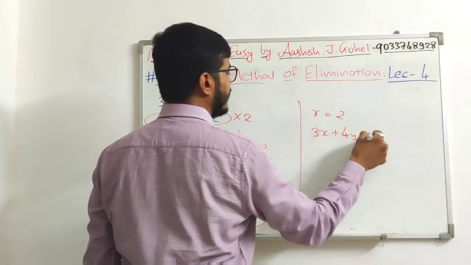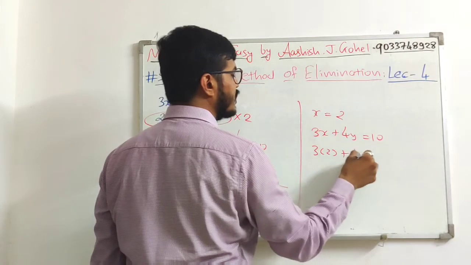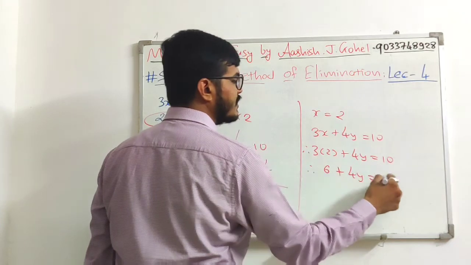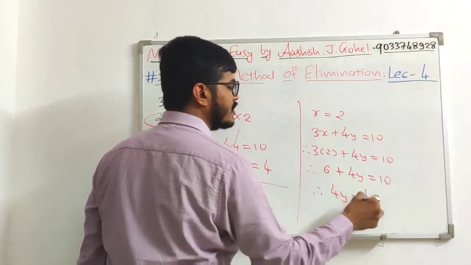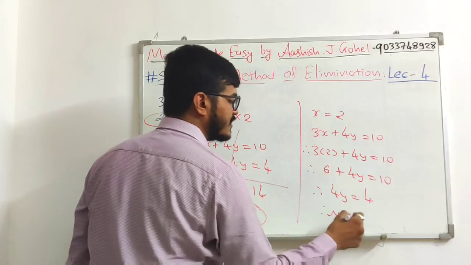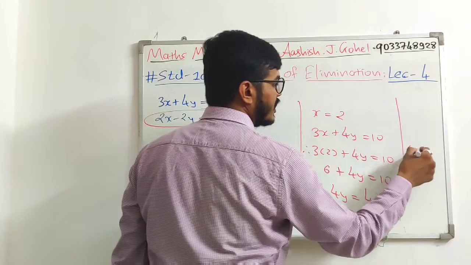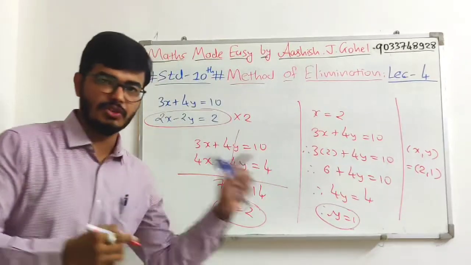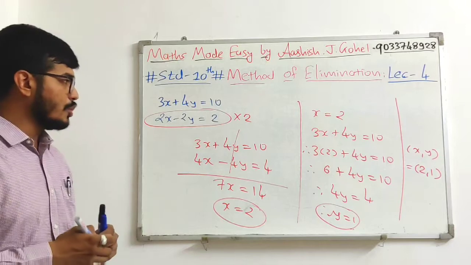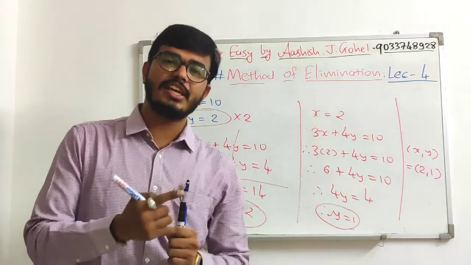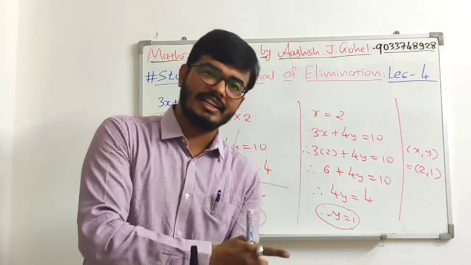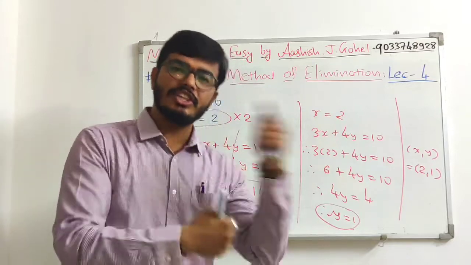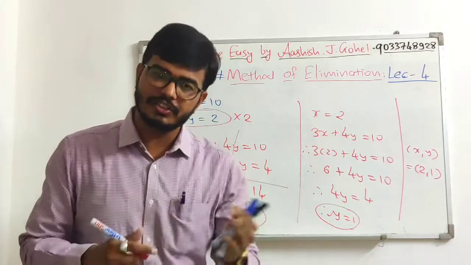3x plus 4y is equal to 10. 3 into 2 plus 4y is equal to 10. So here 6 plus 4y is equal to 10. 4y is equal to 10 minus 6, that is 4, and y is equal to 1. So your required solution is x comma y is equal to 2 comma 1, and that is a unique solution. Okay. So you need to make coefficients equal, and by adding or subtracting you can get the value of one variable, put that value of one variable in another equation and get the answer of the other variable.